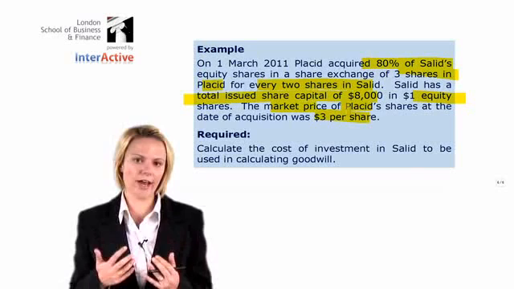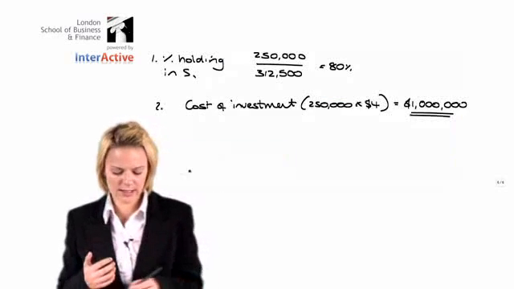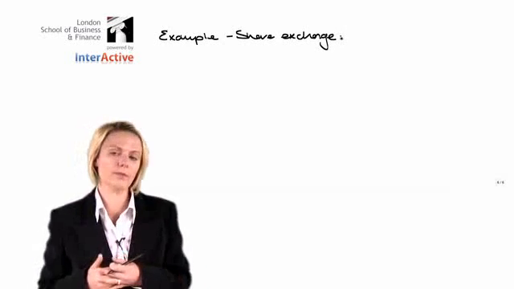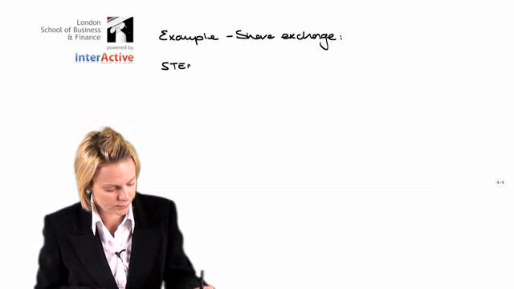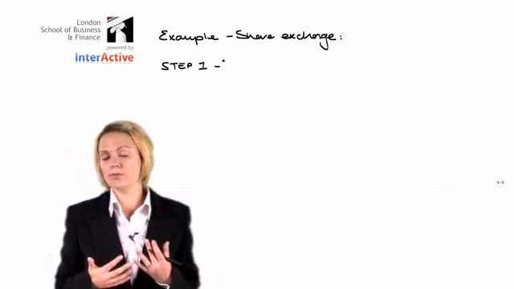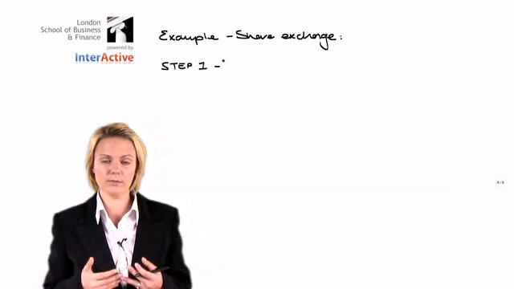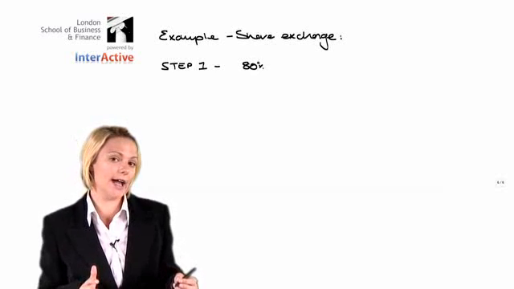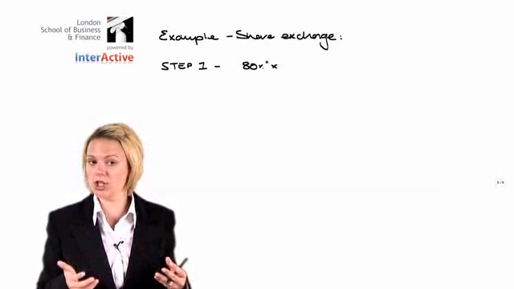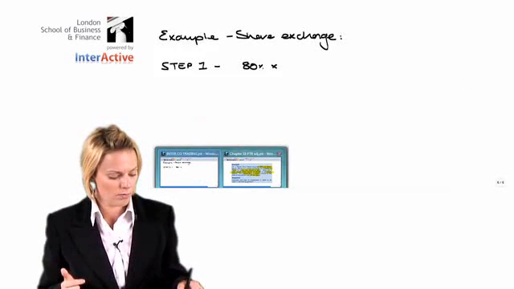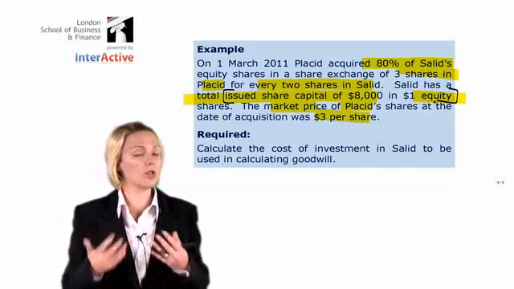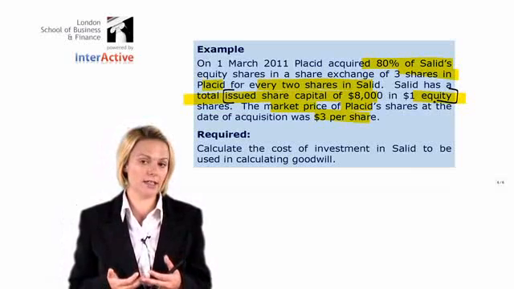Okay, so doing this share exchange then, we need to do this in 3 steps. Step 1 is to work out the number of shares we acquired in Salid. Now, we can see then that we acquired 80% of their ordinary shares. Well, how many ordinary shares are in issue? Well, we've got $8,000 worth of issued $1 equity shares. That's what Salid has in issue. We acquired 80% of them.